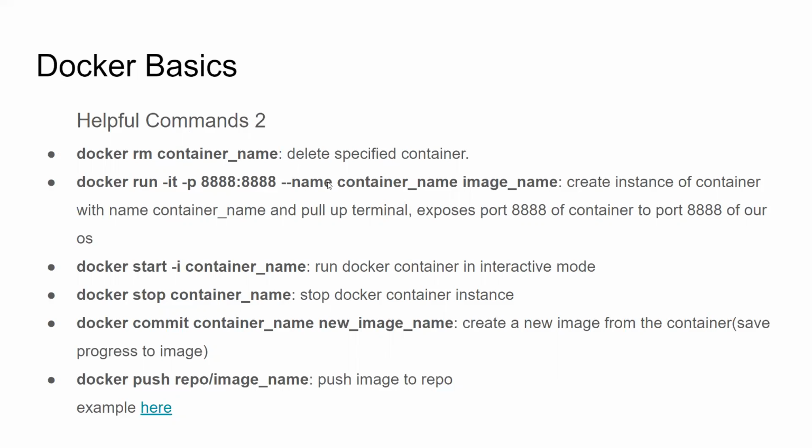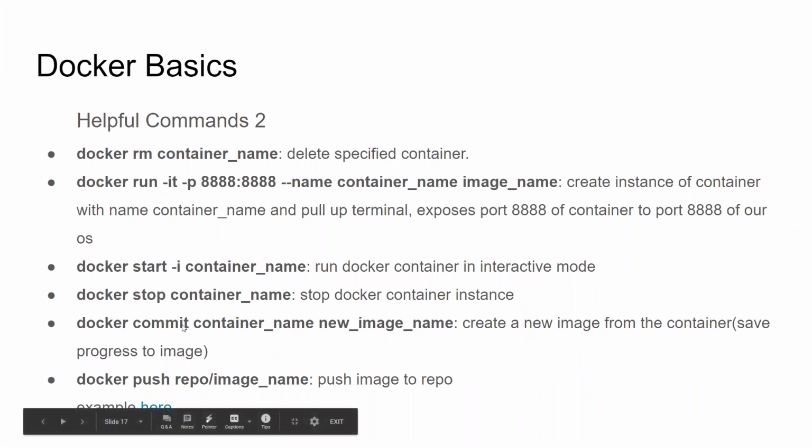And then the name here is just what we want to name the container. It makes it easier to start and stop image containers because Docker names them these really long, kind of random names. And then image name is just the image you're basing it off of. And then Docker start, interactive mode, container, and stop container name.